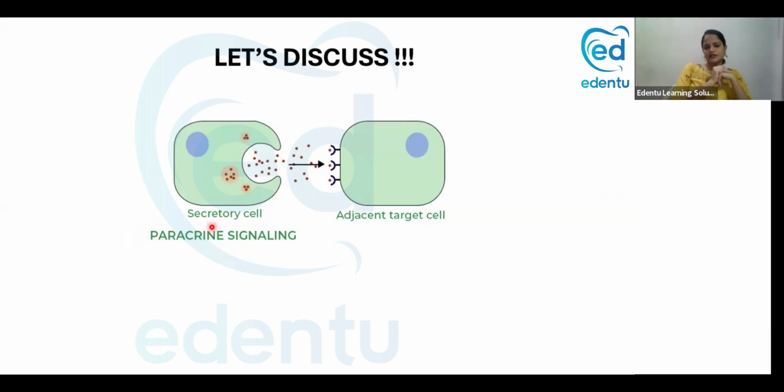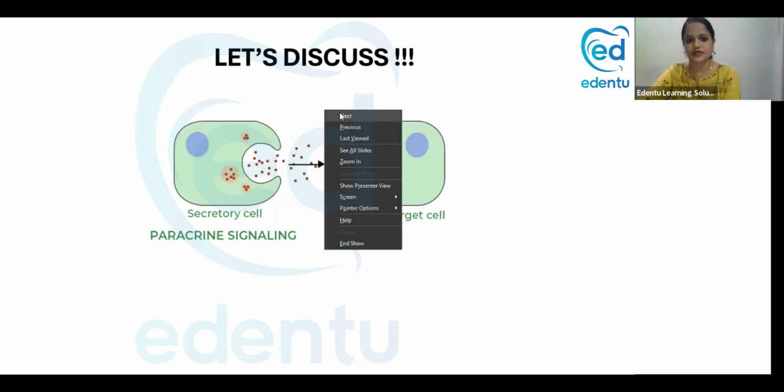So paracrine, what it does is that the cell will release its content into the local environment, and these secretory granules will act on the cells present in the local environment. Only the neighbors will benefit from this paracrine signaling. Long distance it will not travel. So those are the three types of signaling that are present.